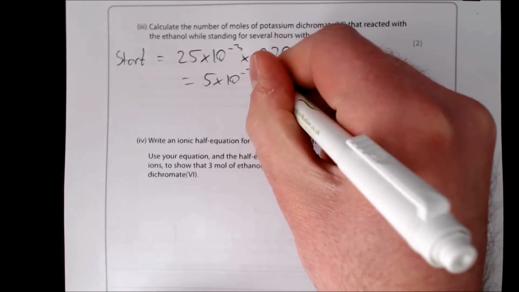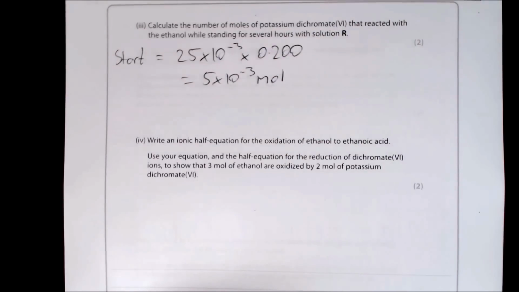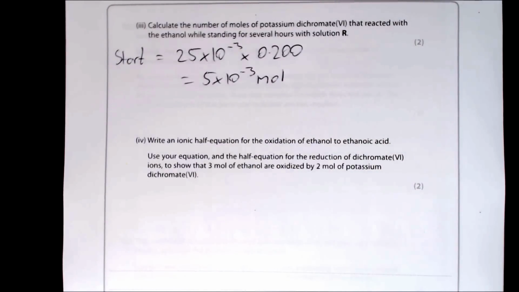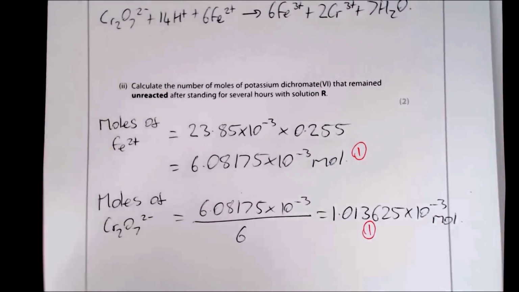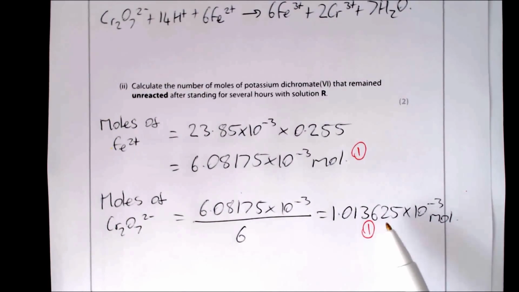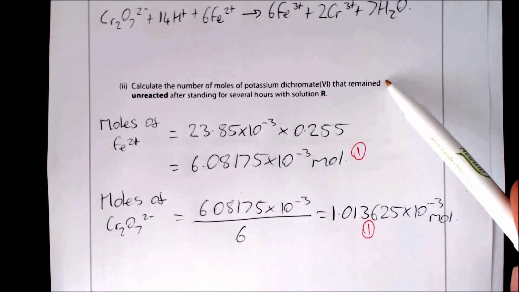Okay, and this is the number of moles. Remember, this was at the start. Now, what we need to do is take this number and subtract it away from the number of moles of dichromate that we had after the reaction. And as if by magic, we worked that out in the previous question. That's how much we had, because that's what we worked out.